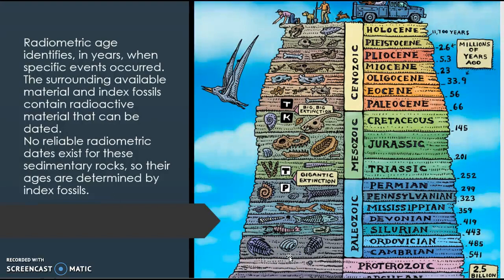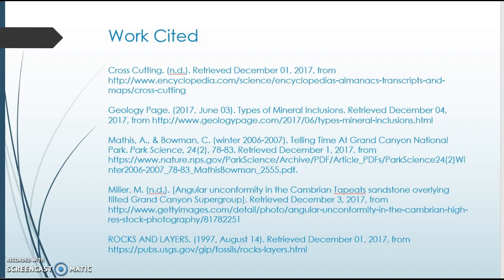There are some areas in the Grand Canyon that are not reliable for relative aging, so we've used radiometric dates that exist for sedimentary rocks, so their ages are determined by the index fossils. Here we have a quick recap of the different fossils that would be found during the different eras. And here's my works cited.